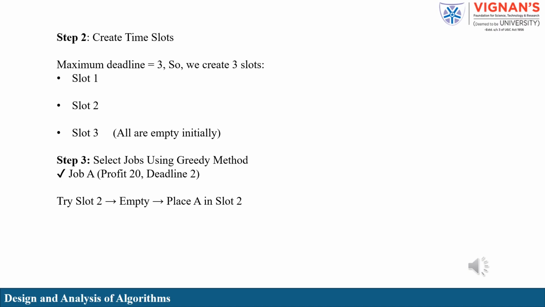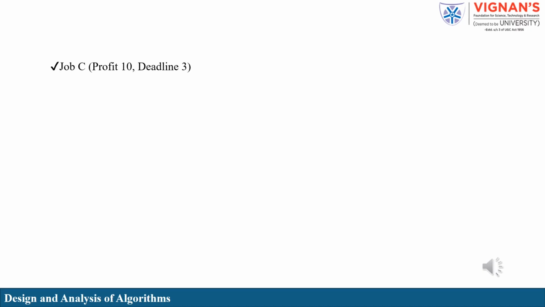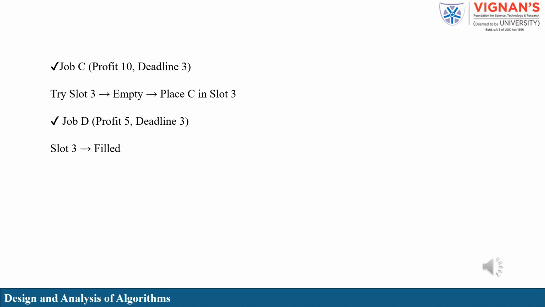Job B with profit 15 and deadline 1. We check slot 1. It is empty, so we place job B in slot 1. Next, we take job C with profit 10 and deadline 3. We check slot 3, and since it is empty, we place job C in slot 3. Then we check job D with profit 5 and deadline 3. Slot 3 is already filled, slot 2 is filled, and slot 1 is also filled. So, job D cannot be scheduled.